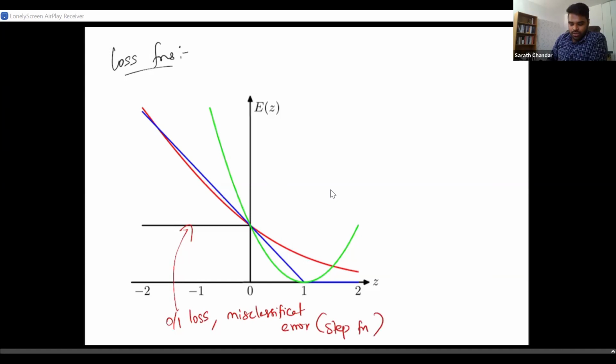Okay, now can someone guess what is the green color loss? In the chat, maybe. Okay, it's the squared error, right? A lot of you say this is the squared error. Why? Because it's zero here, and it increases monotonically on both sides. Now this is the squared error that we have seen.